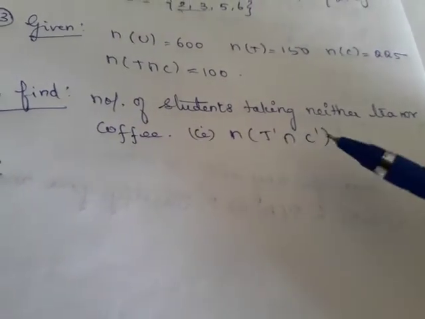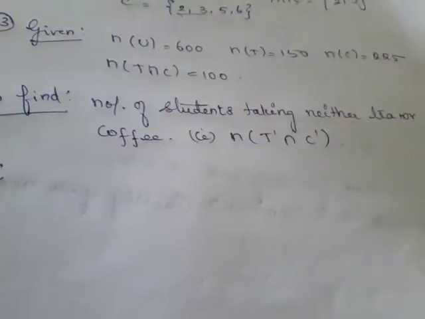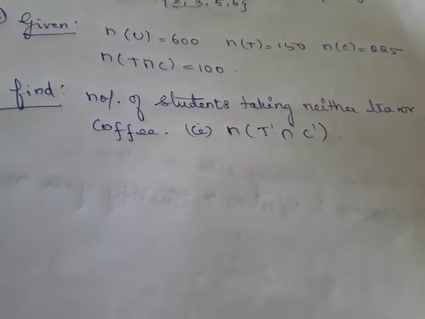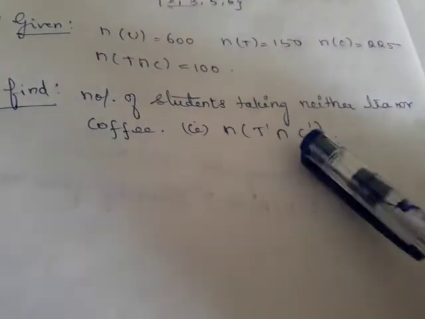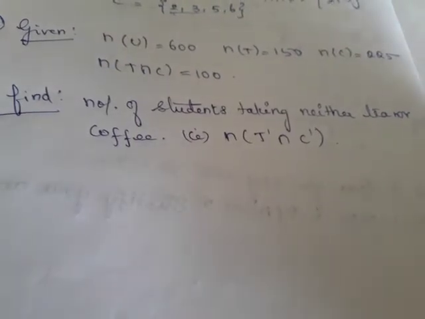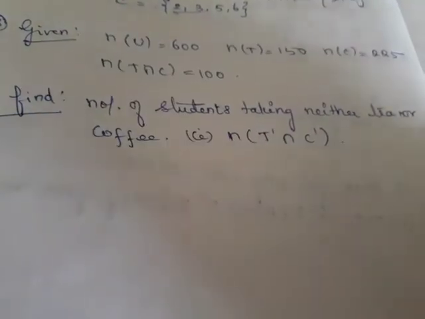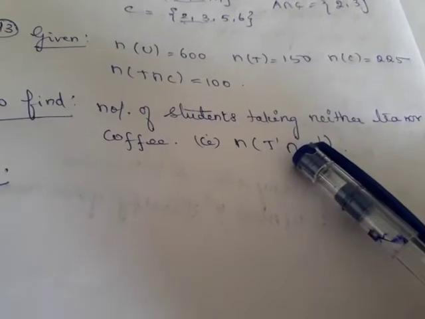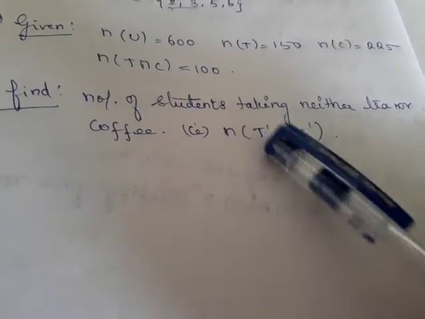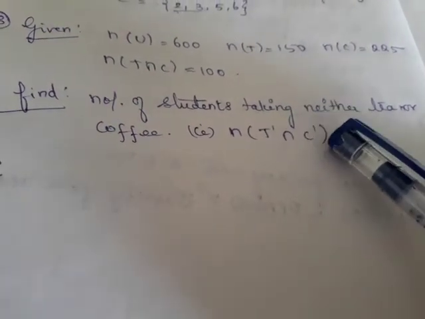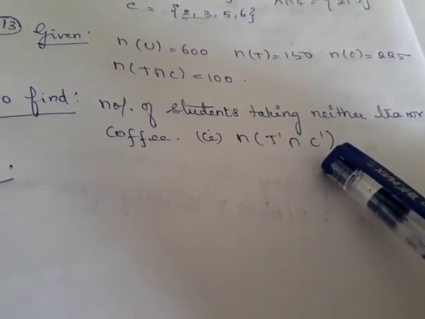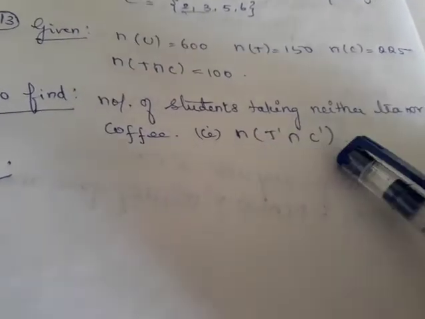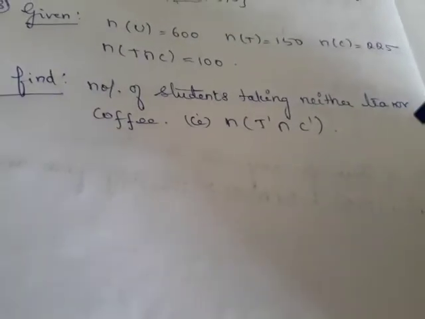They didn't ask separately. The number of students who are not taking tea will be just n of T dash. The number of students who are not taking coffee will be just n of C dash. But they asked together: neither tea nor coffee. They should not drink tea and should not drink coffee. So it will be the intersection, right? So n of T dash intersection C dash, the complement of set T intersected with the complement of set C, will give you the number of students who neither take tea nor coffee, right?